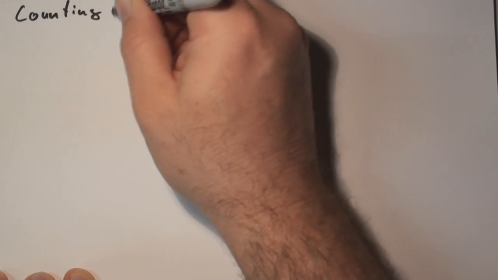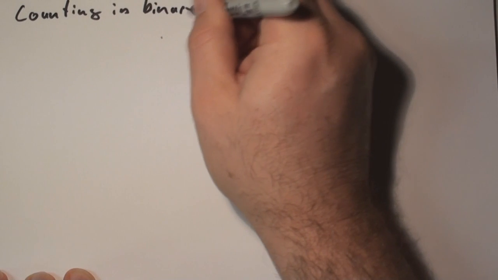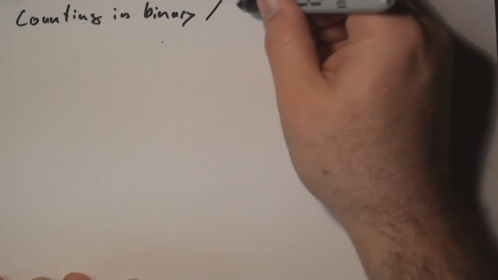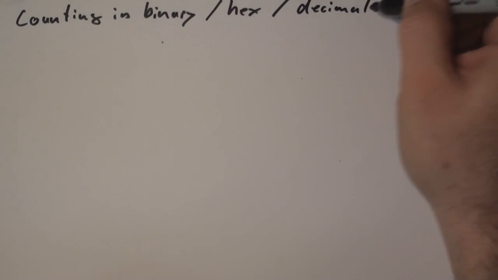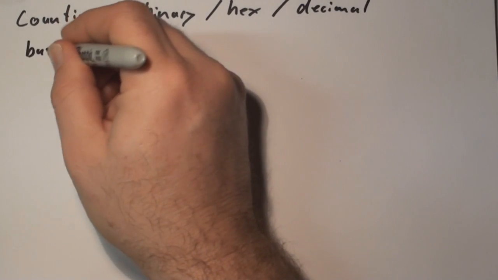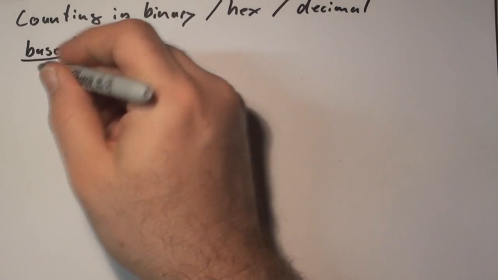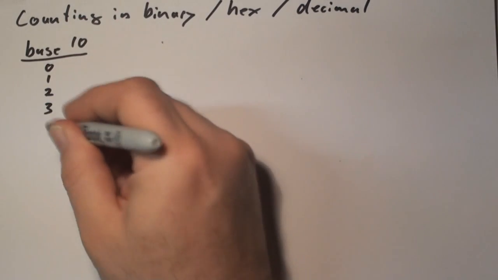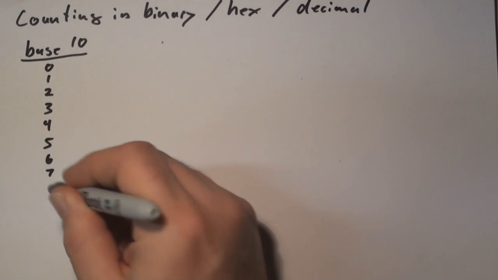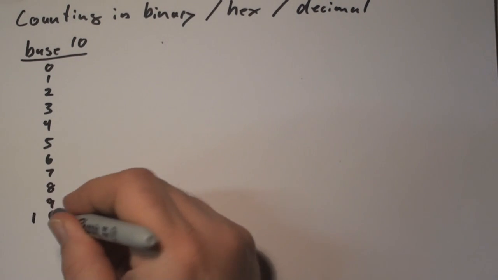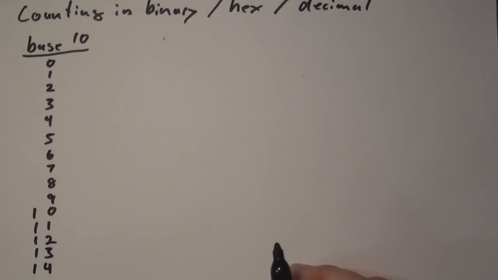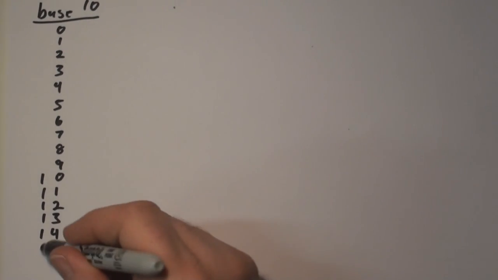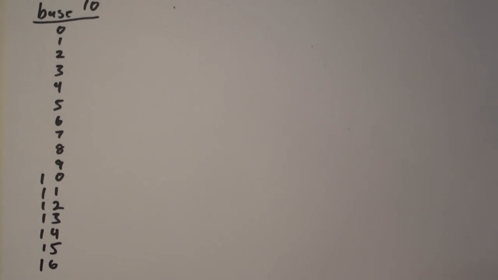Okay, so let's count in our different bases that we've learned. We're going to count in binary and base 10 and hexadecimal. So let's start in base 10. We all know how to count in base 10. That's what we're used to. 0, 1, 2, 3, 4, 5, 6, 7, 8, 9, 10, 11, 12, 13, 14, 15, 16. So notice, when we count from 0 to 9, when we run out of digits at 9, we start over. We go back to 0 and start counting up again. And we just increment our second column from 0, which we didn't write, to 1.